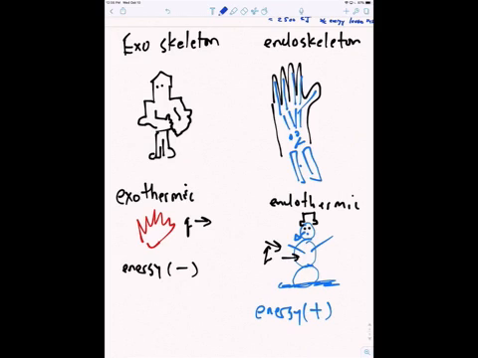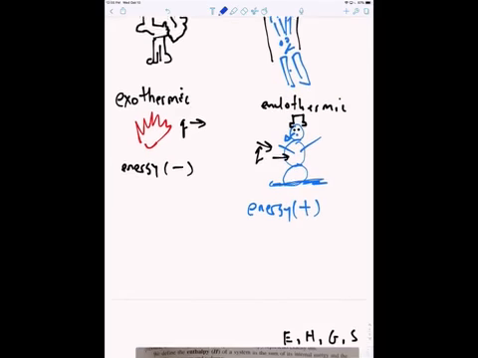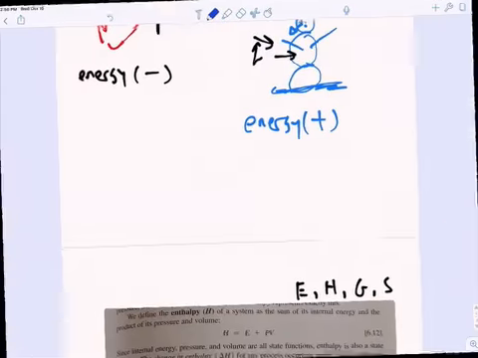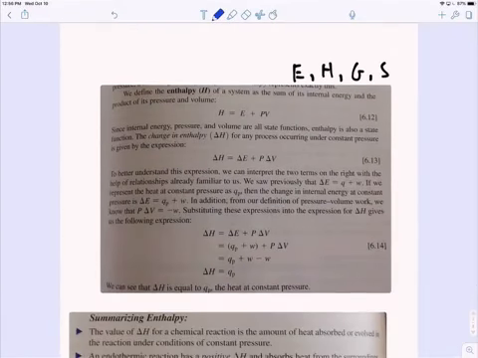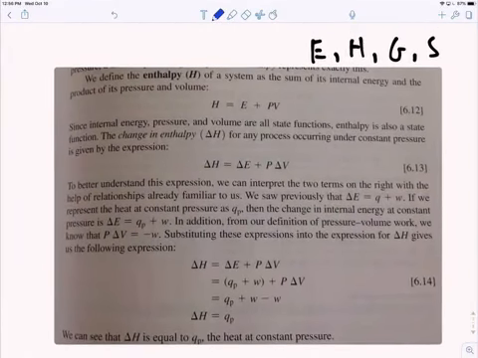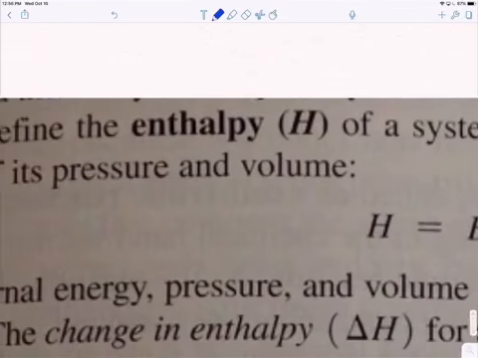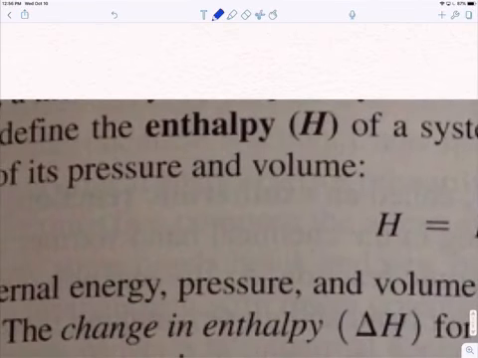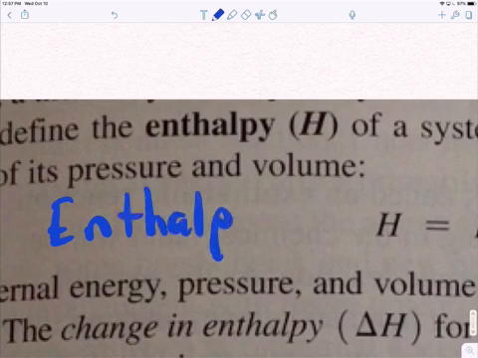So, I've already said that. All right, so we've learned about internal energy. Now I'm going to talk about a different term. The term is called enthalpy. So enthalpy, also known as H.